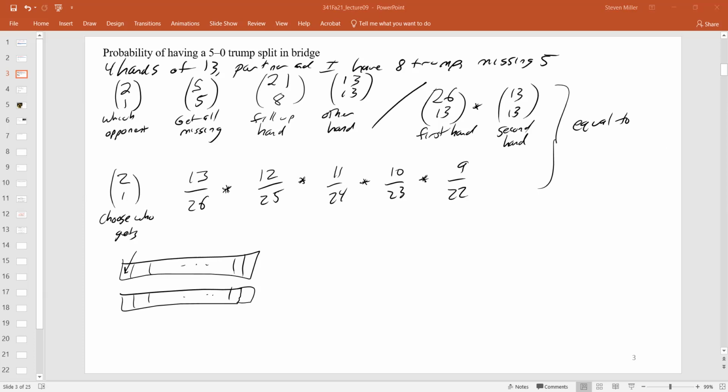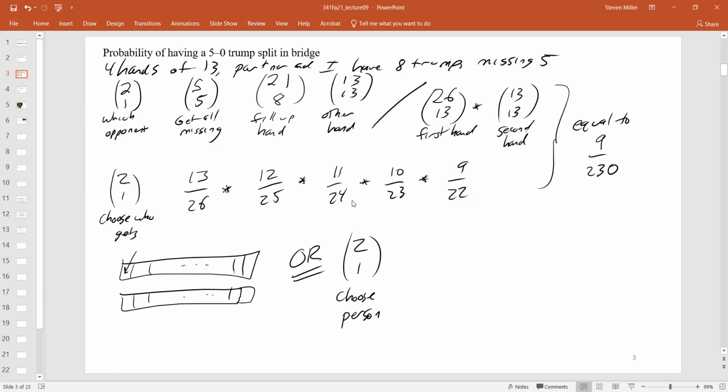Over 230. Yes, it's 9 over 230. And there's another way to do this. Or there's two choose one ways to choose the person. And what's the probability each trump is in a given hand?